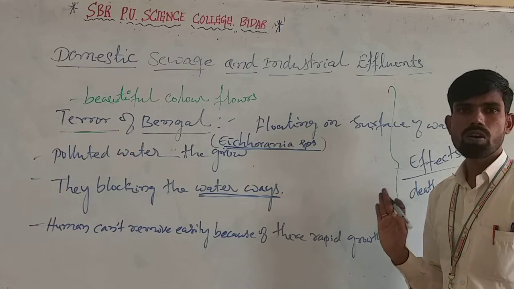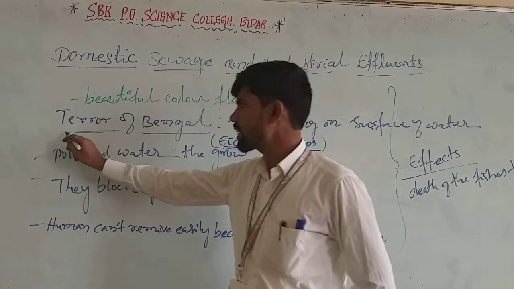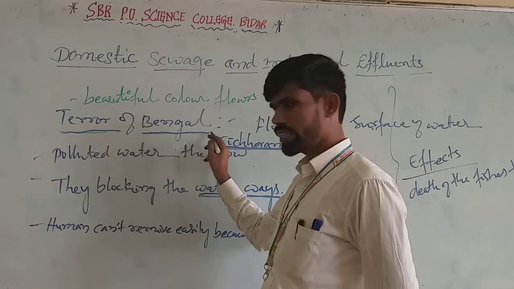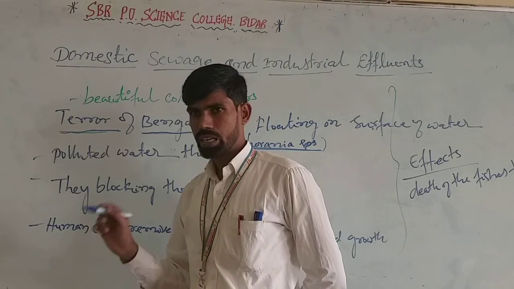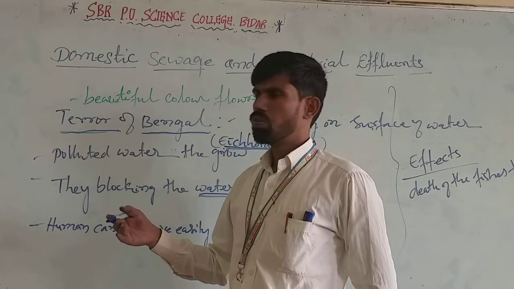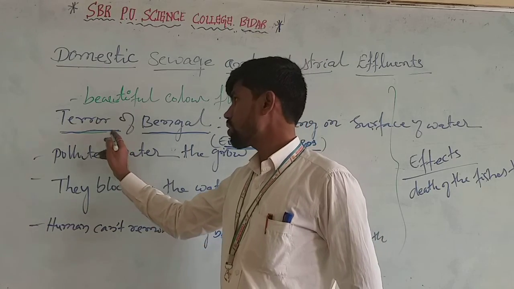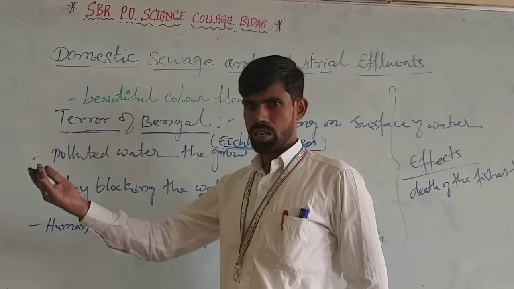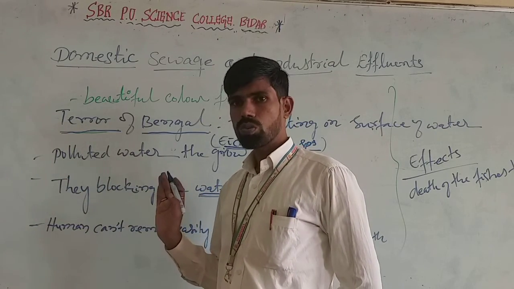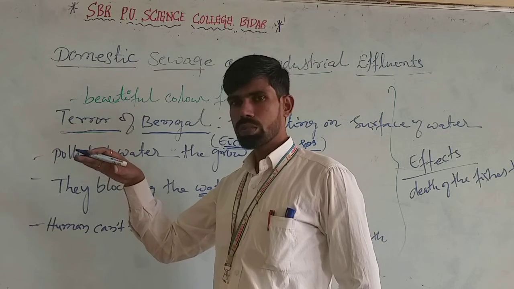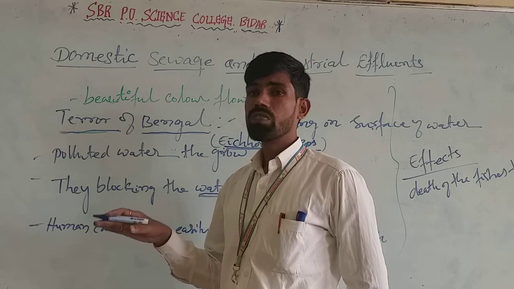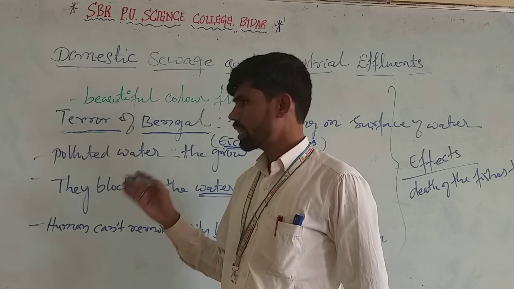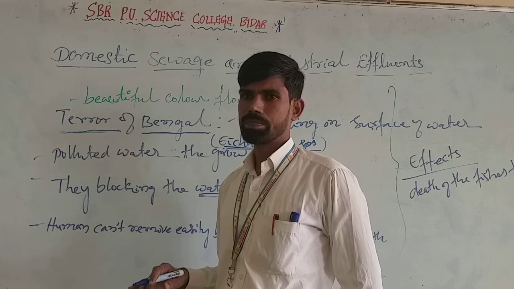In this case, polluted water. You see this terror of Bengal. This plant has different flower colors, so based on their beauty they were introduced into water bodies in our India. But they are causing terror, meaning they are growing more in number. For their growth, whatever organisms are present in that water body, the fishes will die. They will not get sufficient oxygen, so death of the fishes also takes place.